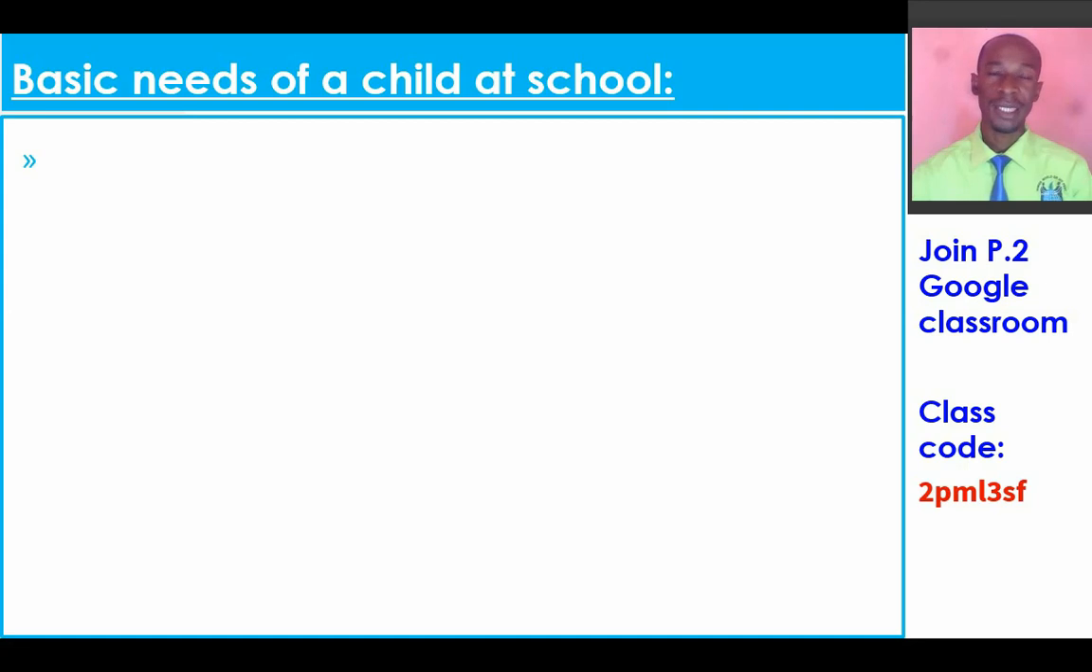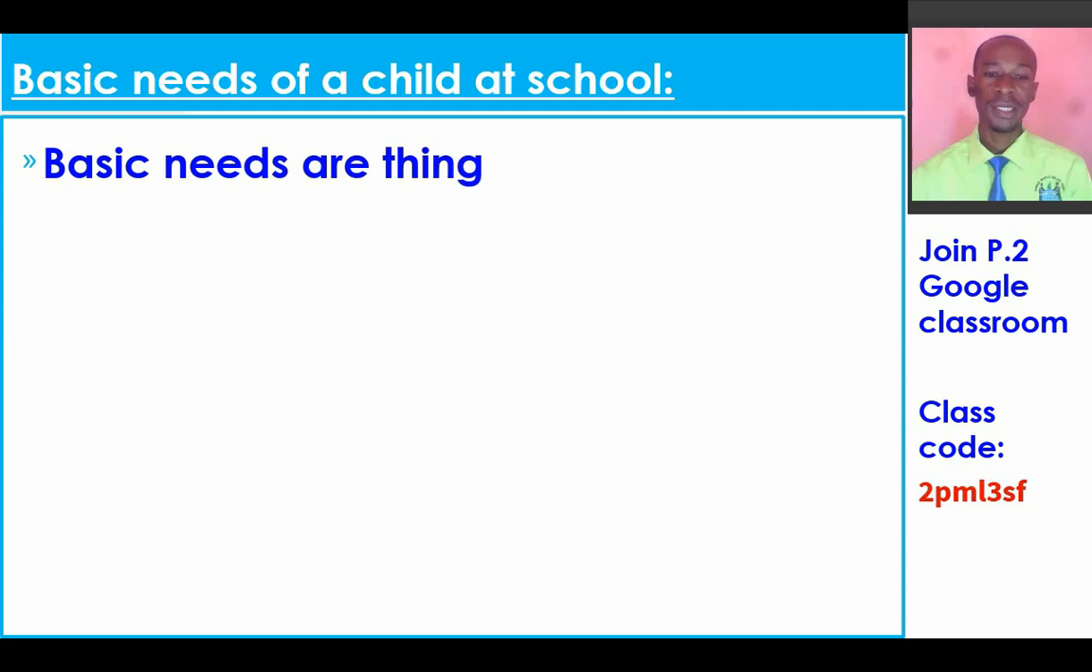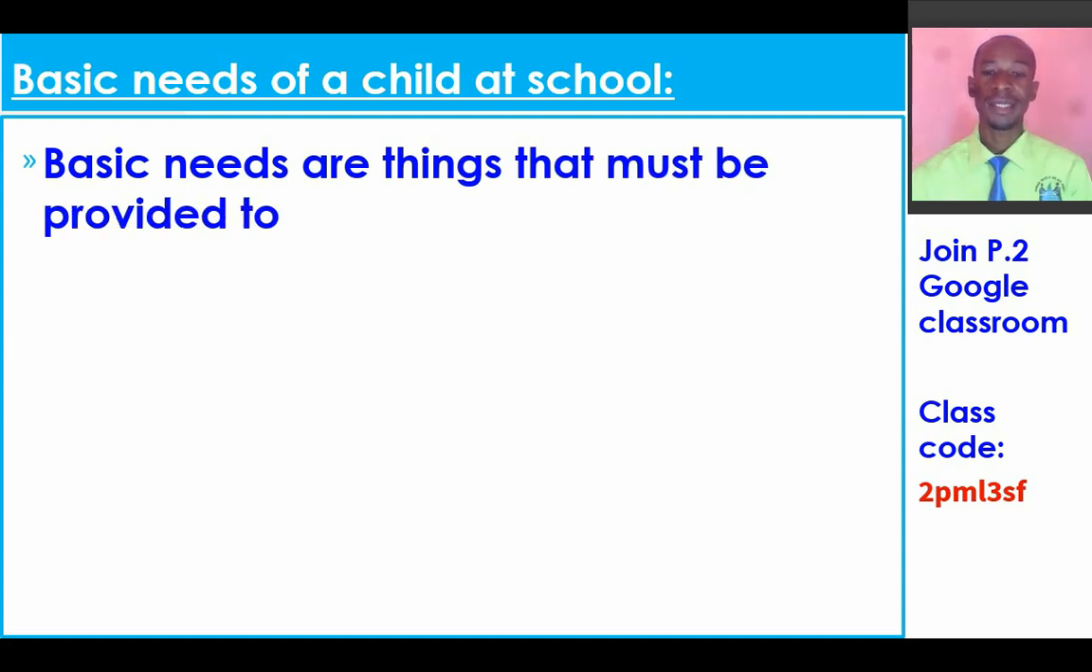Are we together? Now let us look at the basic needs of a child at school. What are the basic needs? The things you are supposed to be with or to be provided with while at school. And who provides them? Is it the teacher? That is your parent, not the teacher, not the head teacher, though some can be given. For example, reading books. Now, let us look at basic needs. Remember, these are things that must be provided to a child at a school, as we have said.